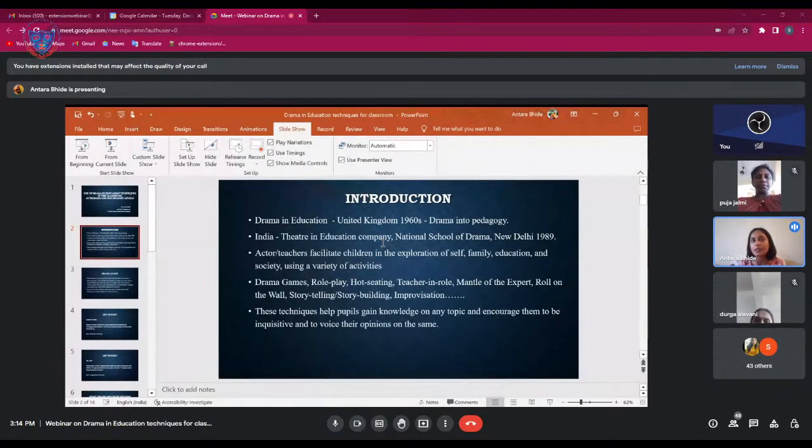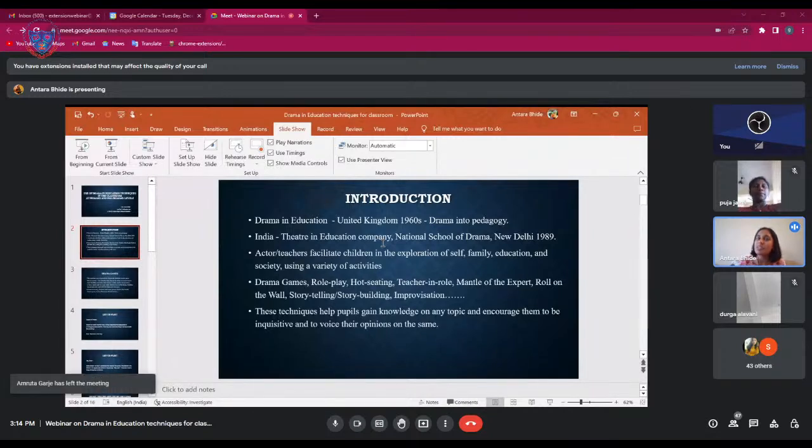And the second part is through workshops of drama in education. Now, this is the difference between theater and drama. Theater is something that is performed on stage. So when it is being performed on stage, we call it theater in education. And when it is practiced in a classroom, we call it drama in education. So that's why this workshop is drama in education and not theater in education.